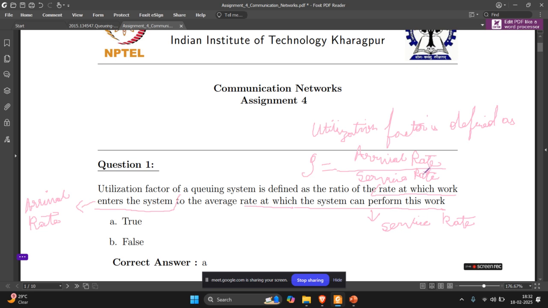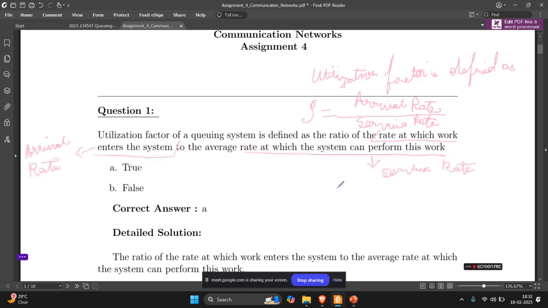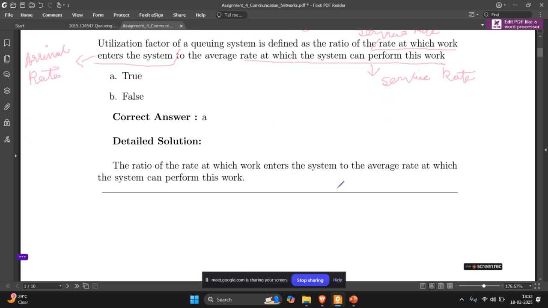So if the service rate is higher, then the utilization factor is lower, and vice versa. It is indicative of the load that a particular server faces. Lower service rate means for the same arrival rate you will have a higher load, because if you are working slow, then of course you will have to work longer hours. If you work fast, then you will have to work comparatively fewer hours.